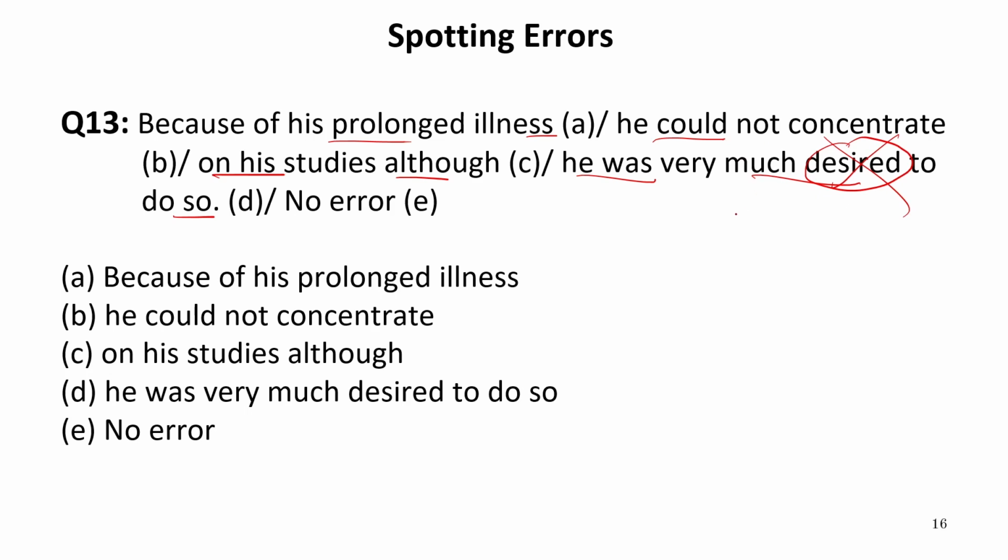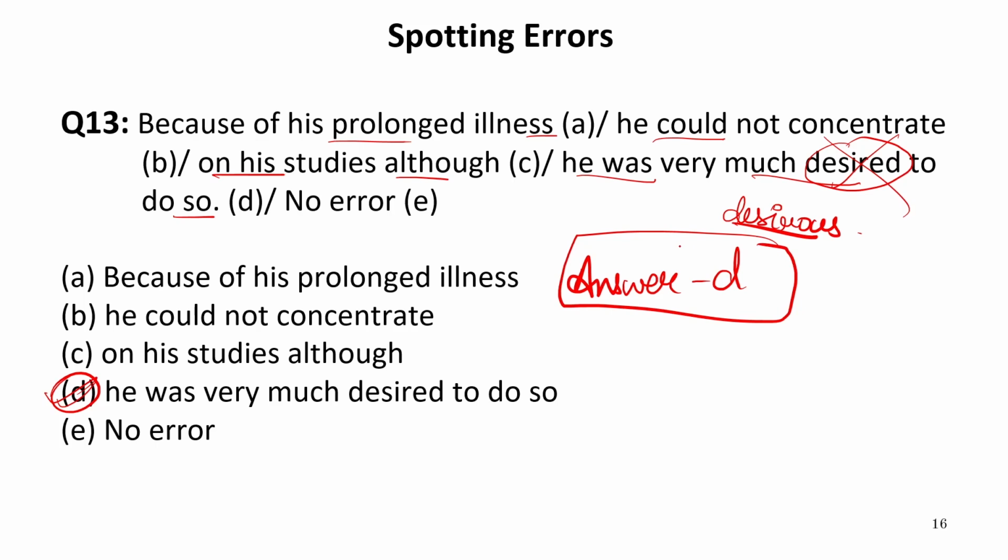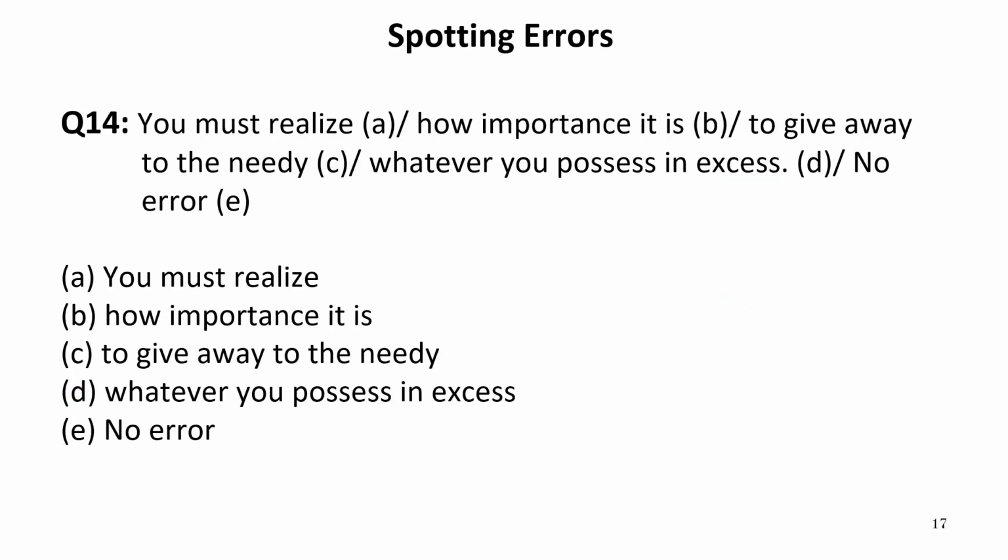We need an adjective which should be desirous, not desired. So for a person we use desirous. So the error is in part D. So our answer is D because the correct word to be used is desirous in place of desired. Now let us move to the next one.